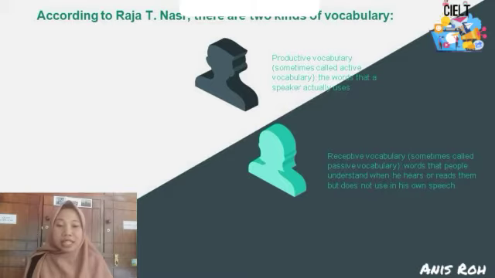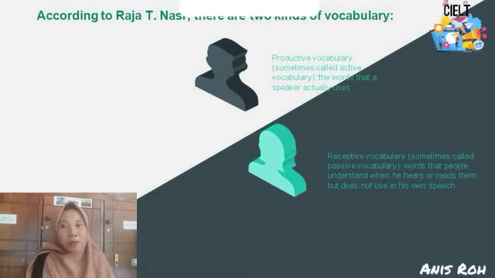Number two is receptive vocabularies, sometimes called passive vocabularies: words that people understand when they hear or read them but do not use in their own speech. This is not the formal vocabulary, but we should know about passive vocabularies, because they are always used in articles or essays, maybe formal essays, and so on. So we must know two kinds: passive and active vocabularies.